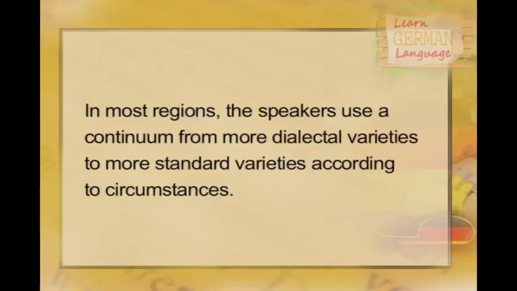Now, you must be wondering, what is a pluricentric language? A pluricentric language is a language like German, as you can see, which has got many variations, like English. English also is a pluricentric language. Now, we were talking about German being a pluricentric language and also German which is spoken in many regions. In most regions, the speakers use a continuum from more dialectical varieties to more standard varieties according to various circumstances.